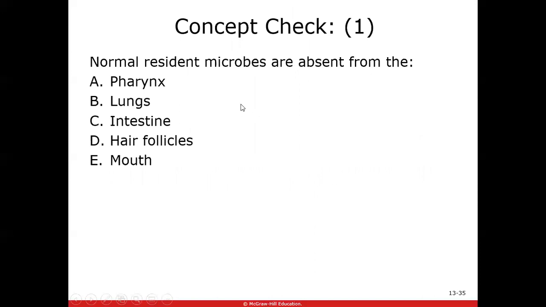So here's a concept check. Normal resident microbes are absent from the what? Are they in the pharynx? Yeah. Are they in the lungs? No. Are they in the intestines? Yeah. Hair follicles? Yes. Mouth? Yes. So the answer would be they're absent from the lungs.